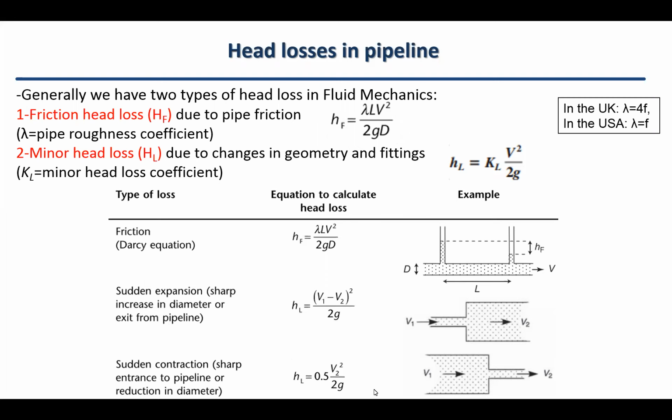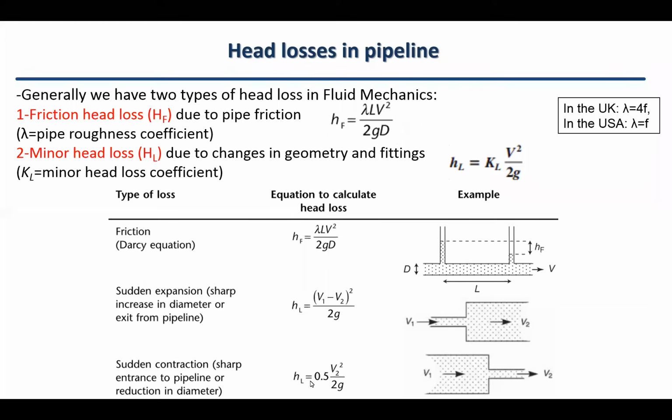Specifically, if you have a sudden contraction like this one, where a larger diameter D1 with velocity V1 is converted to the smaller diameter D2 with velocity V2, we can have HL as a half times V2 squared over 2G. Just bear in mind, this is half of the velocity head of the second pipe.